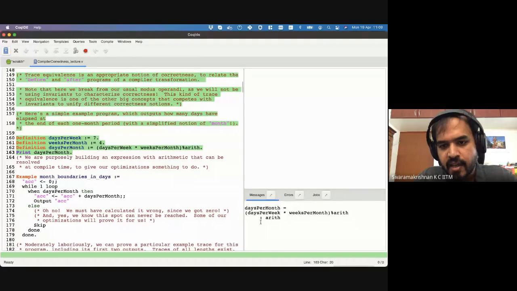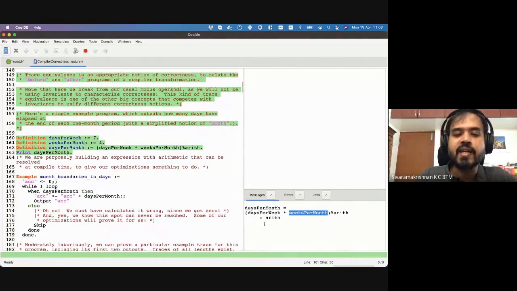When I print it, I see that the arithmetic expression is composed of two sub-expressions. Actually, it doesn't print the constant numbers, but days per week and weeks per month are actually constants, right? They are 7 and 4. This is just Coq not printing it. The way you should think about days per month here is that you actually have 7 times 4, then accumulator is accumulator plus 7 times 4.